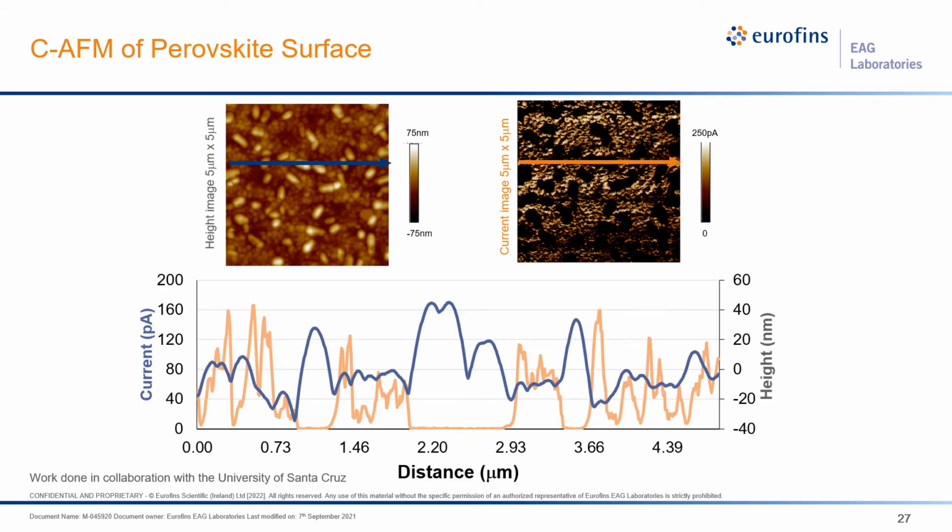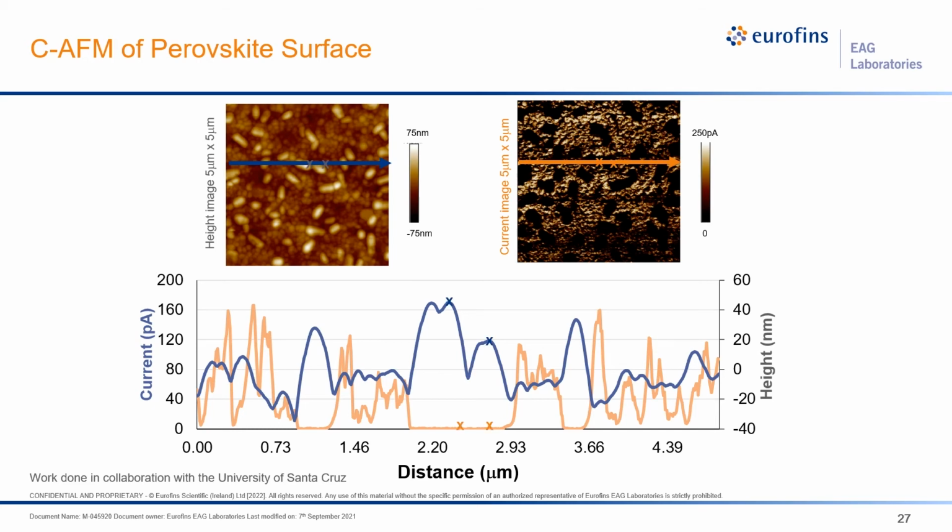So in this graph, the current signal is plotted in orange on the left side, and the height data is on the right side in the blue trace. You can see that the presence of the long structures with these X's coincides with the absence of current.